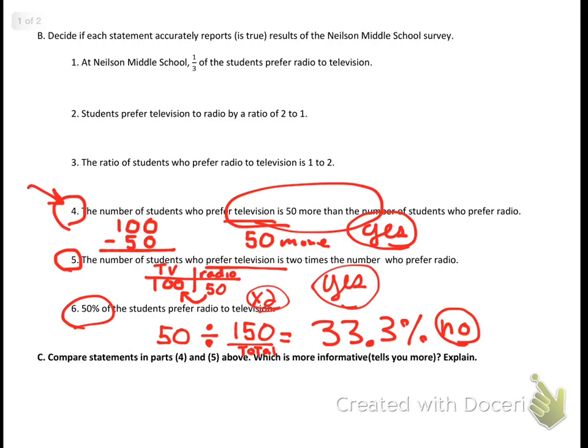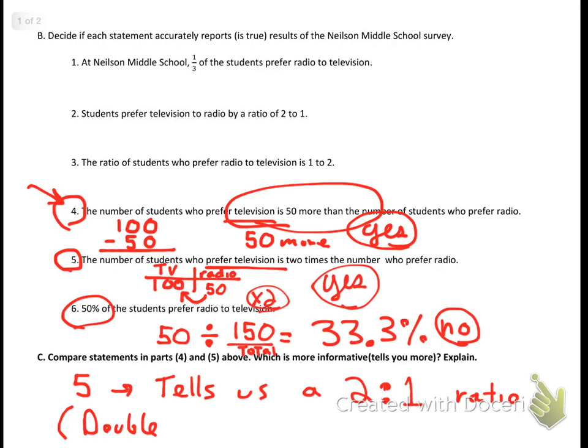So, which is the better statement, 4 or 5? I would tend to lean to 5. Because 5 tells us a 2 to 1 ratio. That double the number of kids like television. Okay? 2 to 1. By saying double of the kids prefer television, we are saying that twice as many kids like it. They basically give us a ratio. Telling us 50 more kids doesn't tell us that. It only tells us that this many more kids like it than that. Doesn't give us enough info.